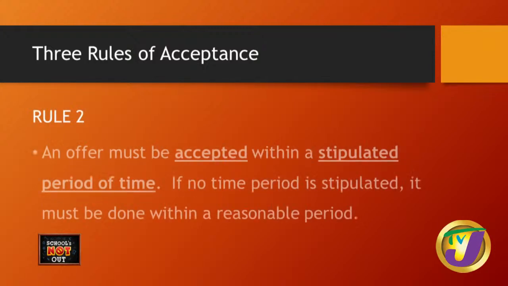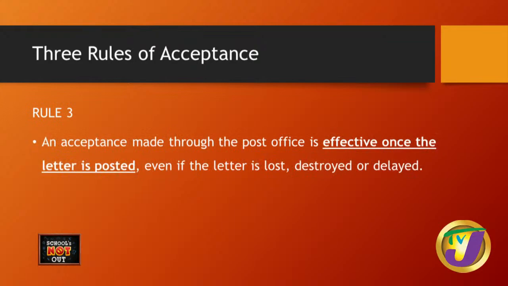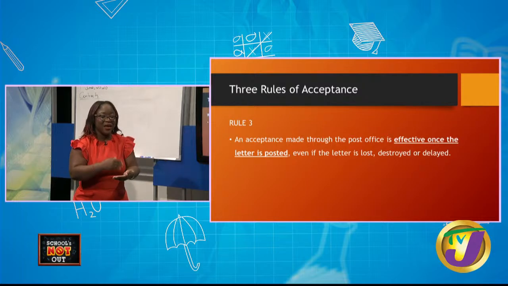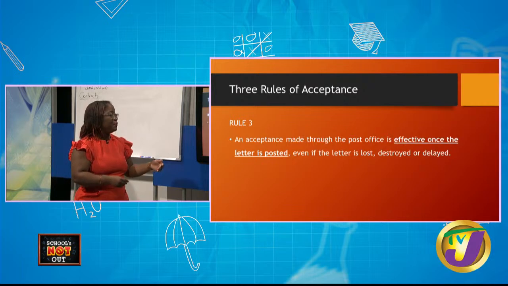Here is our second rule related to acceptance. An offer must be accepted within a stipulated period of time. And if no time period is stated, it must be done within a reasonable time period. And the third rule that we'll be browsing through today is that an acceptance made through the post is actually effective once the letter is posted. So if you are accepting an offer, you can do so through the post. And once you have posted your acceptance, it is considered to be a valid acceptance of an offer.